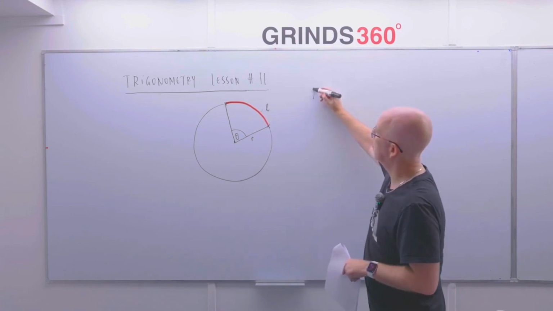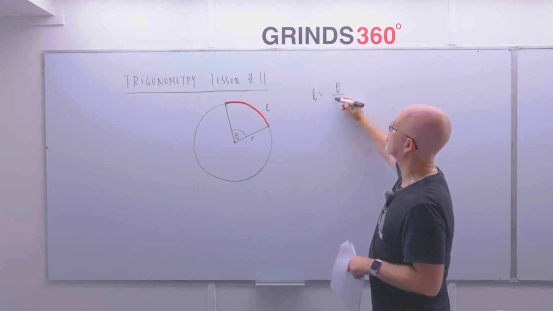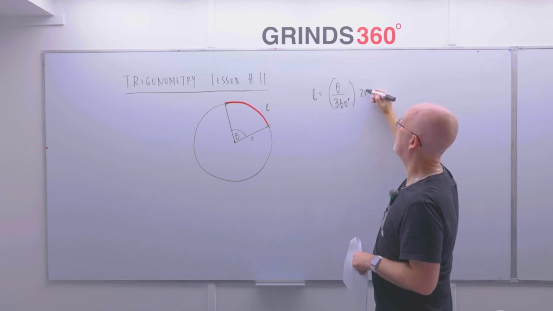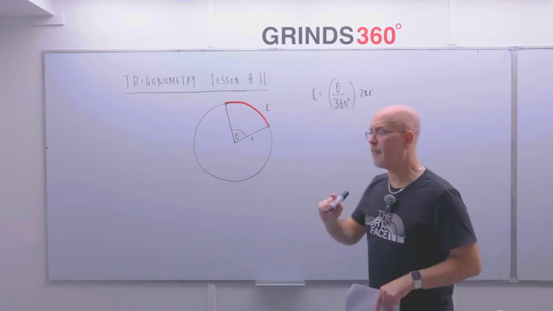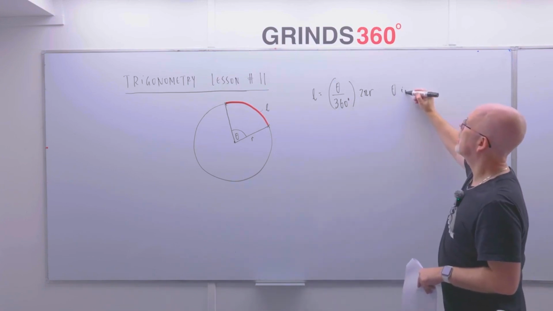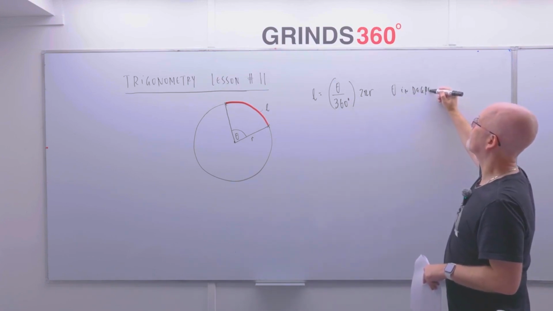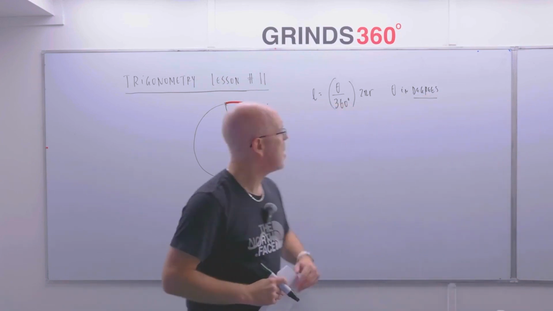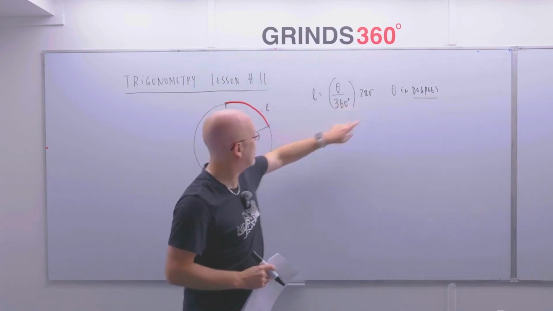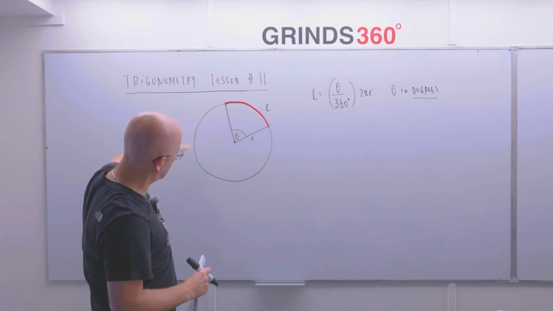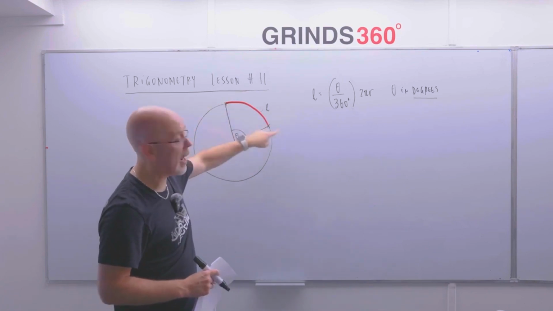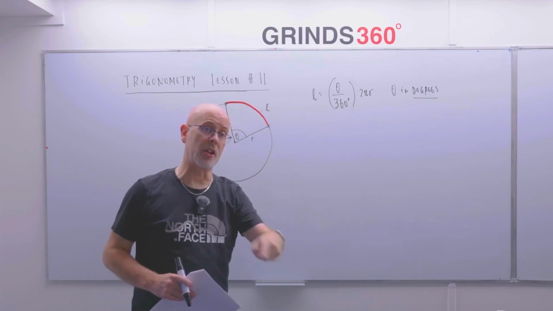One of them is theta over 360, multiplied by 2 pi r. That's the formula we use when theta is in degrees. You can maybe see how that formula works. This part of the formula, 2 pi r, is the circumference of the entire circle. That's the length of that full line from here all the way around.